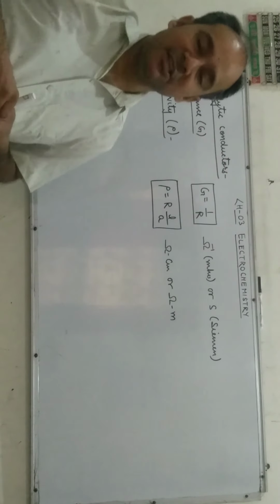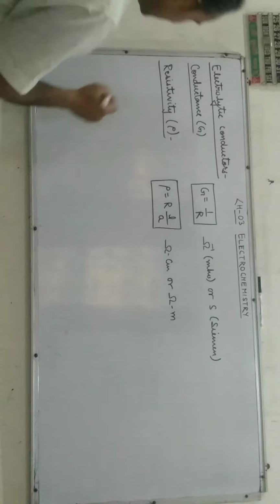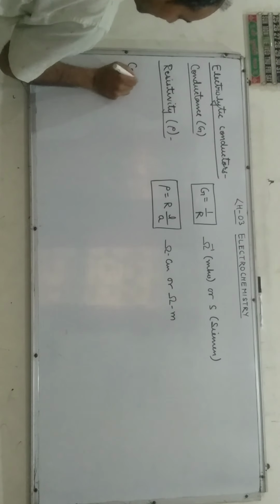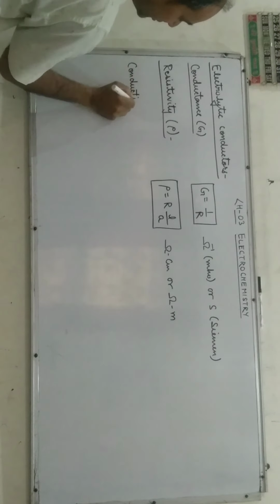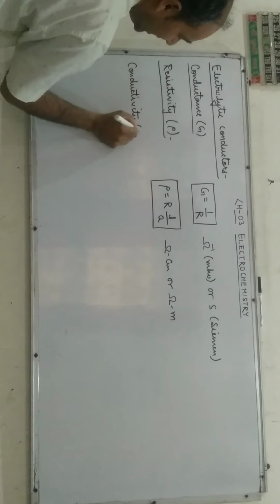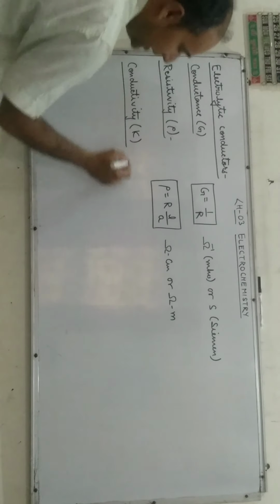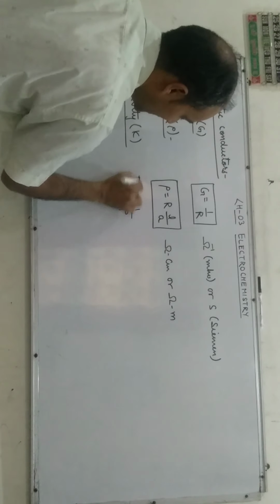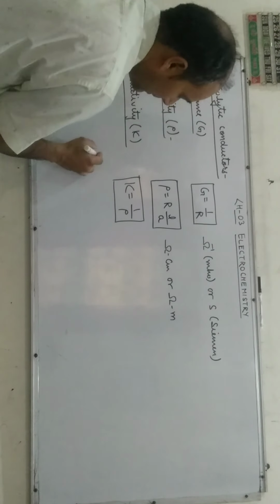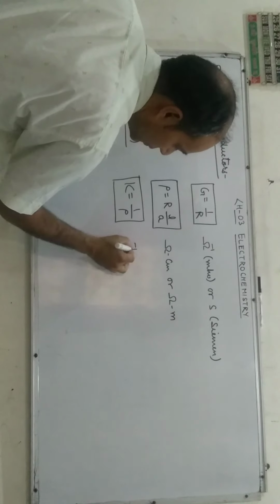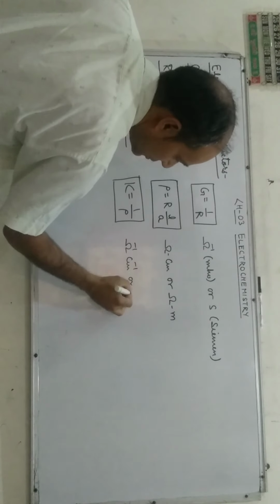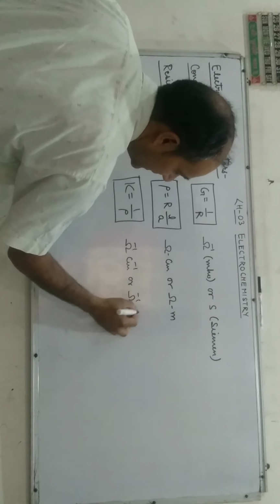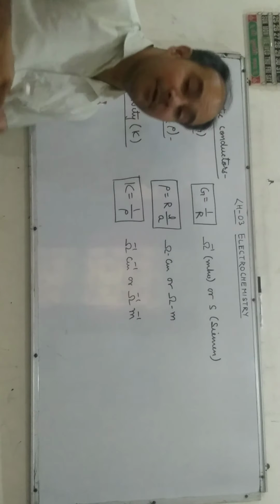Now let us discuss conductivity. Students, conductivity is generally represented by the Greek letter kappa. It is actually the reciprocal of resistivity, that is kappa is equal to 1 upon rho. Its unit is ohm inverse centimeter inverse or ohm inverse meter inverse.